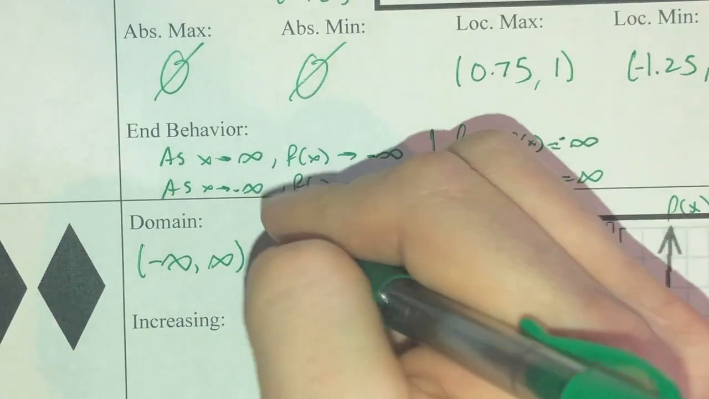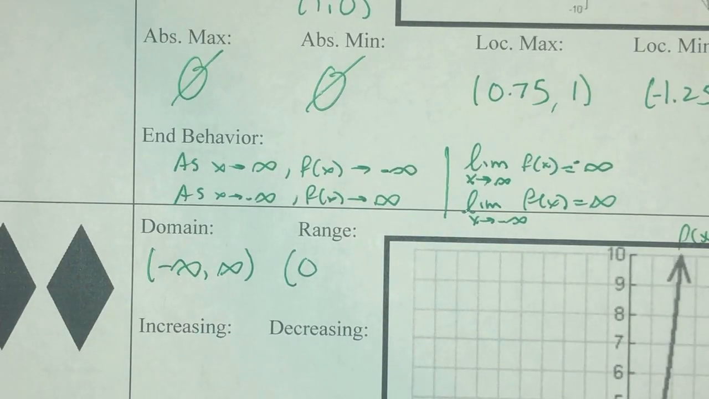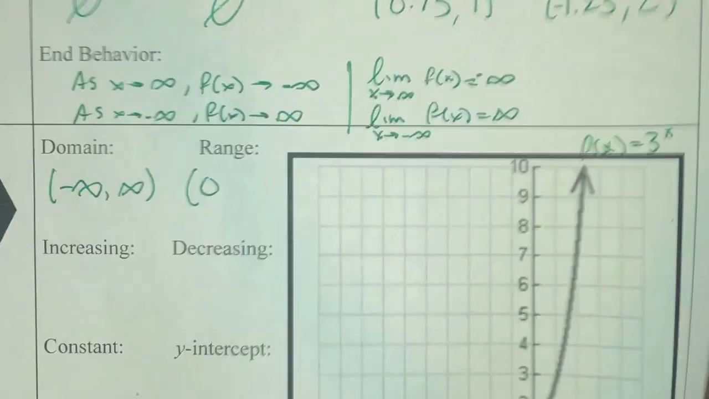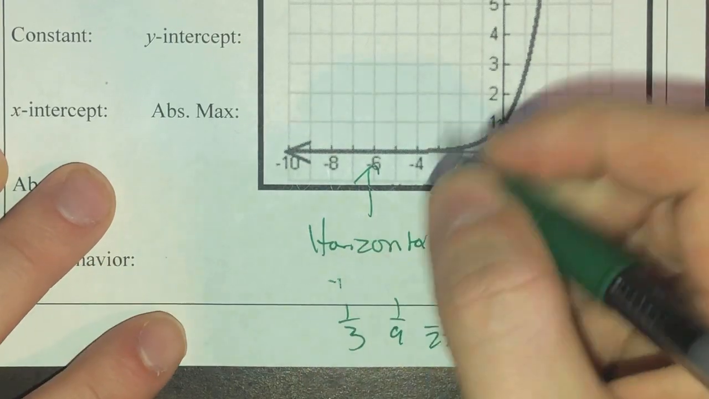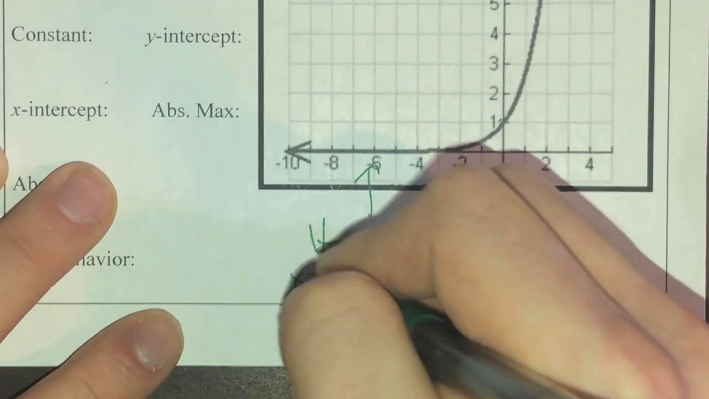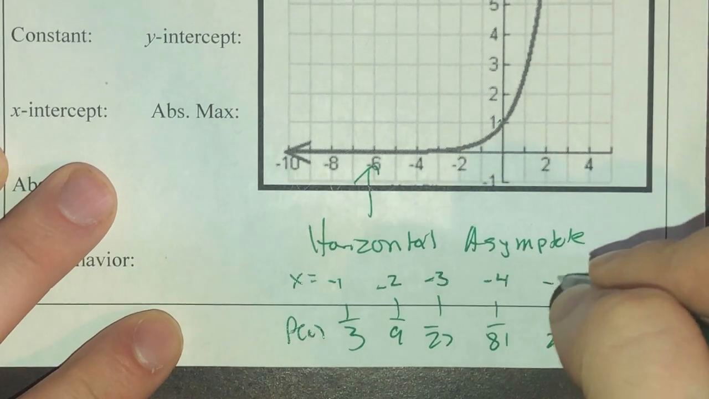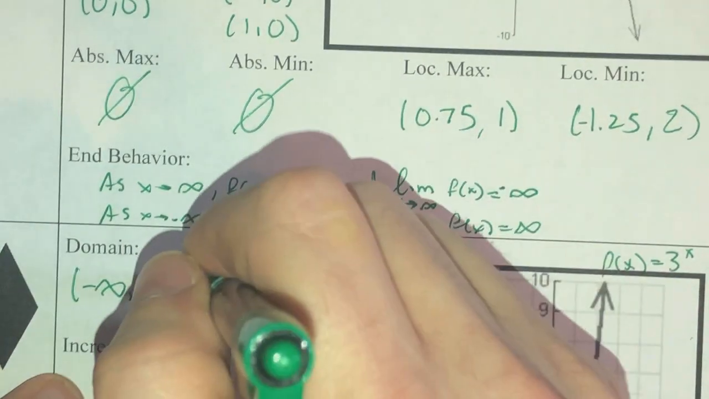Because of the asymptote, in this case, we put a parenthesis because it never hits 0, okay? That's important. It never hits 0, right? It's a third, a ninth, right? This is -1, -2, -3. These are the x values. -5, -6. It's never going to hit 0. It will get very close, but it never actually obtains the value of 0.